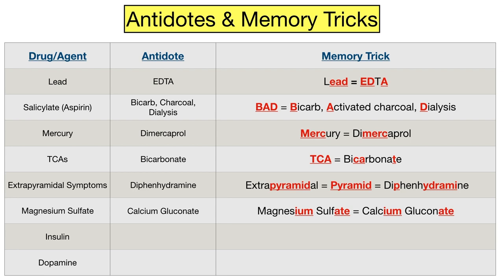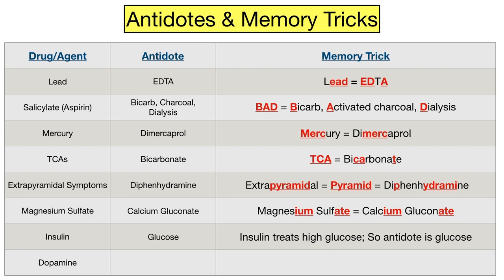Moving on to insulin, this is an easy one. We know insulin is used in diabetes and to treat high glucose levels. So if someone takes too much insulin, the treatment is to give more glucose. Again, there is no trick necessary as the treatment is self-explanatory.